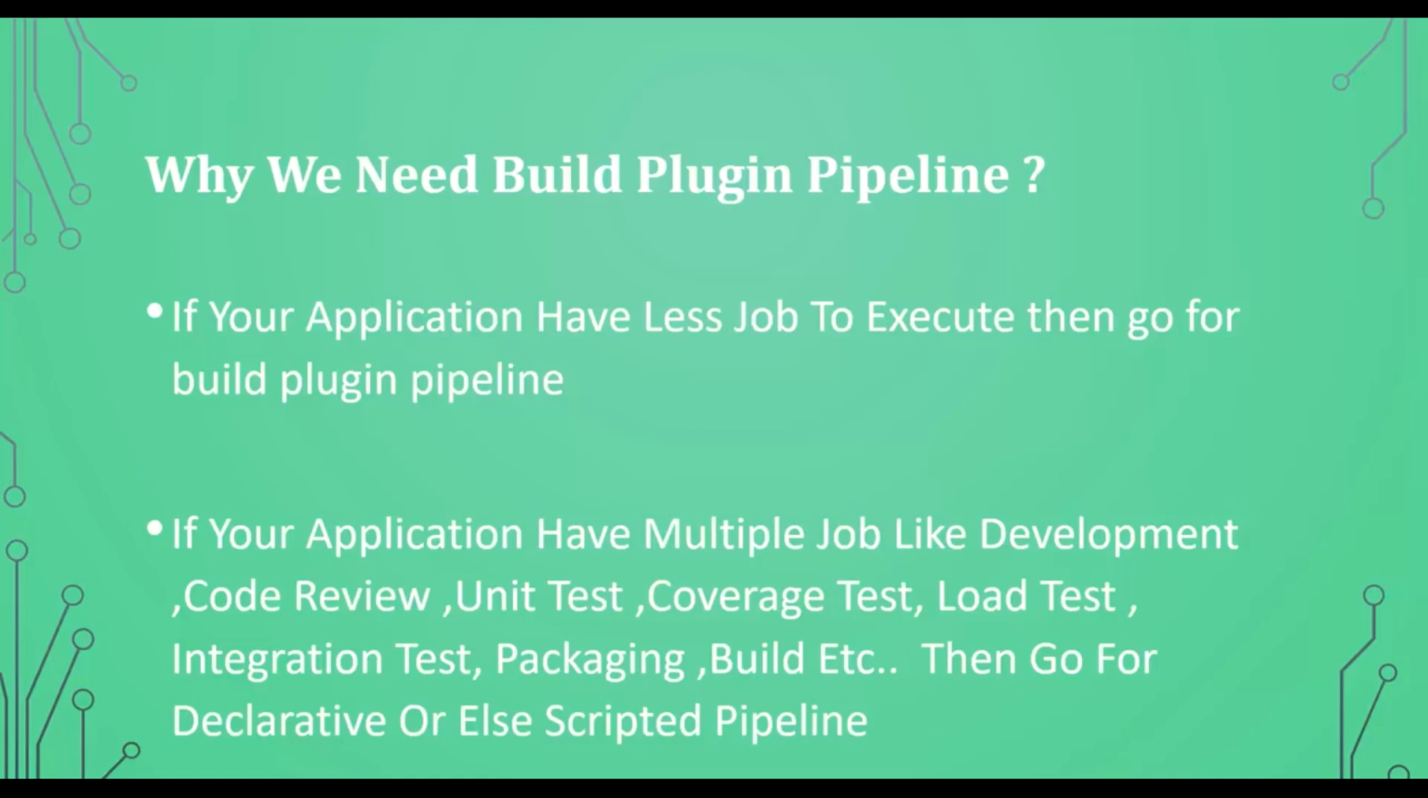In case of declarative pipeline approach, we need to write Jenkinsfiles as part of our code and we can commit it to Git and we can reuse it. In case of scripted pipeline, in the Jenkins configure section we need to add those scripts, and those scripts are written in Groovy syntax.